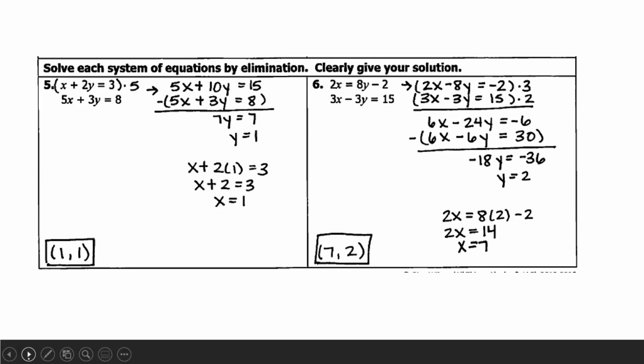Number 6, I multiplied the top one by 3, bottom one by 2. That way I can eliminate the 6's. I solved for y, I got 2. I plugged y back in to get x is 7. So my point is 7, 2.